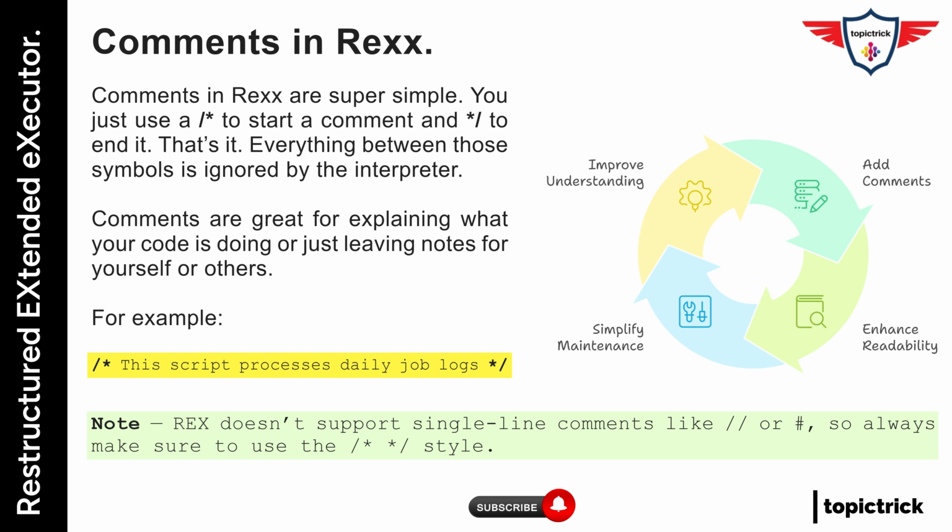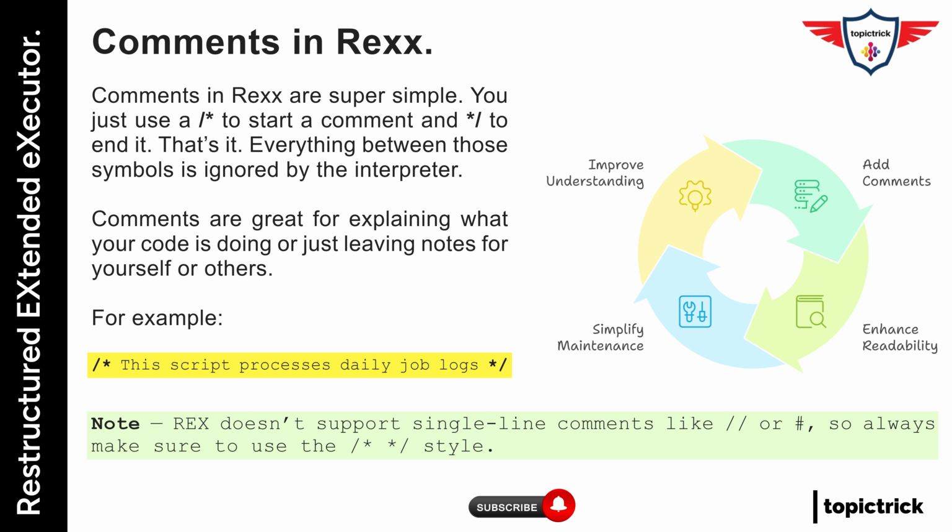Comments in Rexx are very straightforward. You use a / followed by an asterisk to begin a comment. That's /*, and an asterisk followed by a / to end it. That's */. Everything between those symbols is ignored by the interpreter.